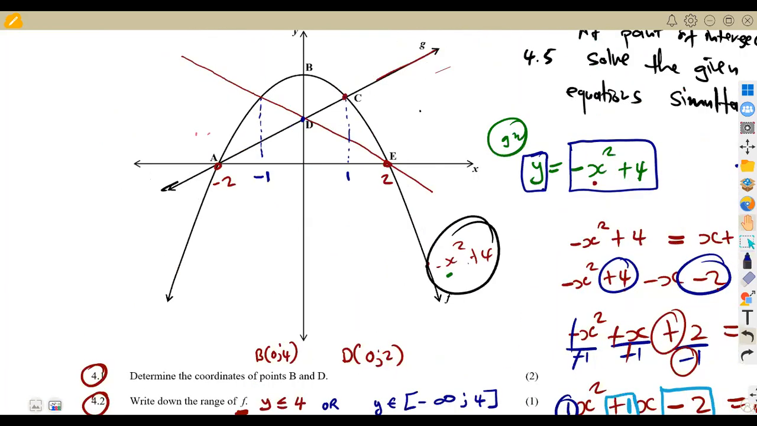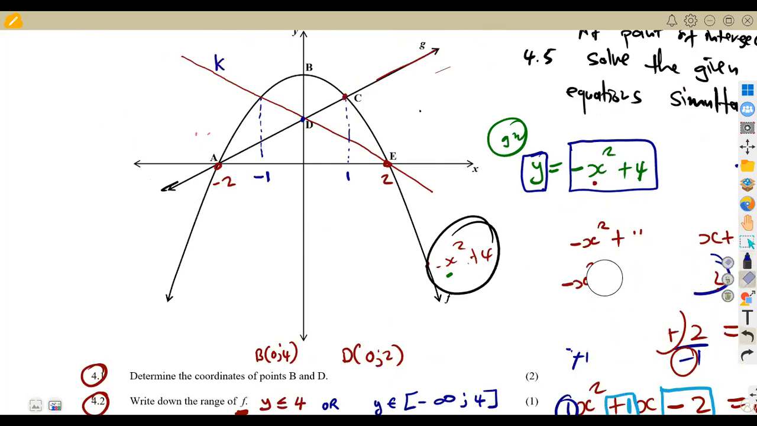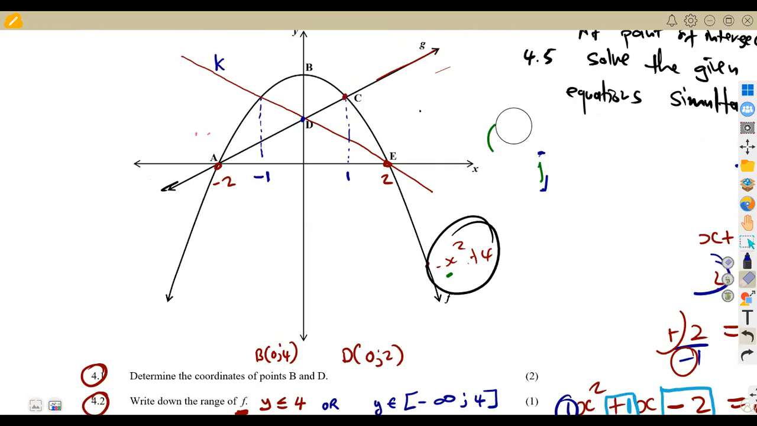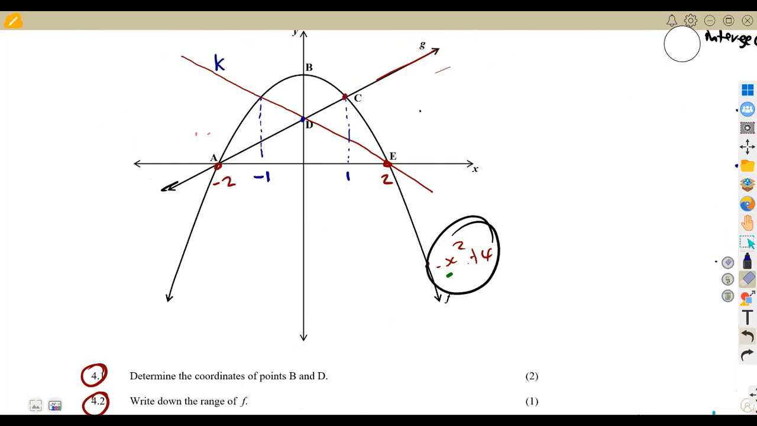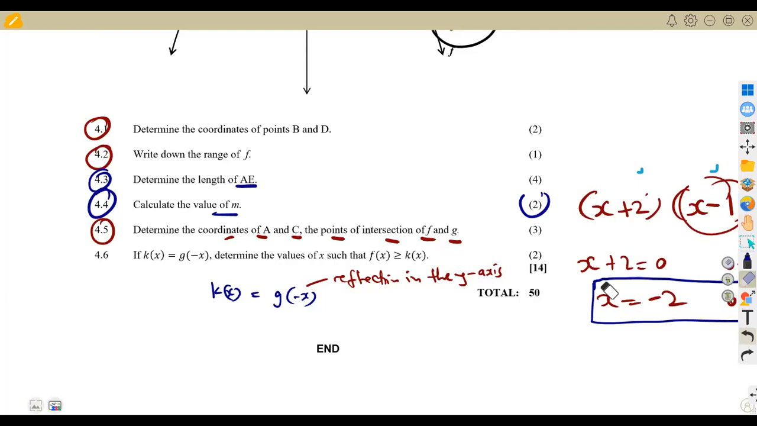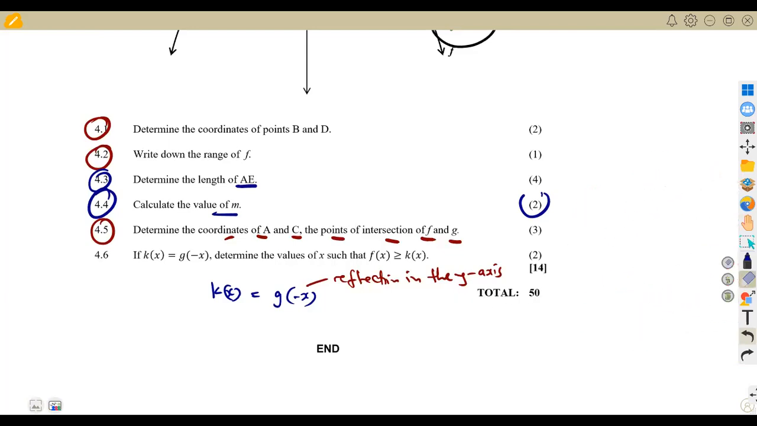The line that we are seeing, this one, is now representing k(x). It's a function of k that we are seeing. Okay, guys, let me just remove this. It's just disturbing us here. So this is the graph of k(x) that we now have there. The question is they are saying, for which values are we going to have f(x) greater than or equal to k(x)?